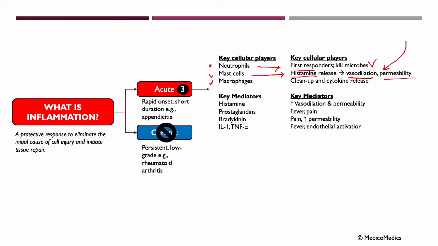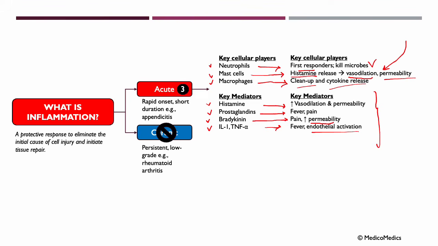We should also mention macrophages involved in the cleanup and the release of cytokines. Now, the key mediators are histamine, prostaglandins, bradykinin, and interleukin-1 and tumor necrosis factor alpha. So histamine increases vasodilation and permeability. The prostaglandins trigger the fever and pain. Bradykinin, same, pain and increased permeability. Interleukin-1 and tumor necrosis factor alpha, fever and endothelial activation. And you can probably identify the cardinal signs here.